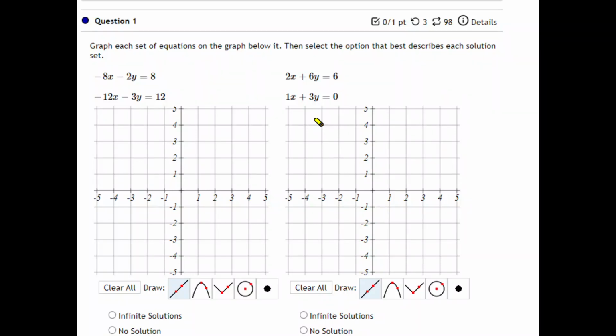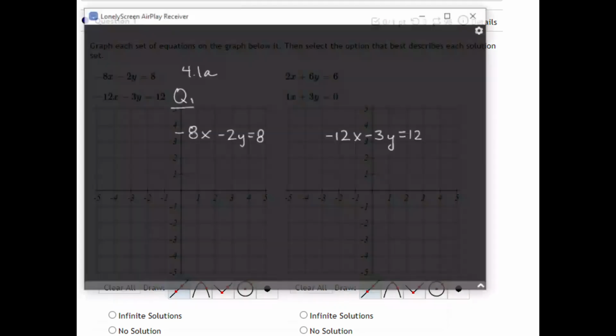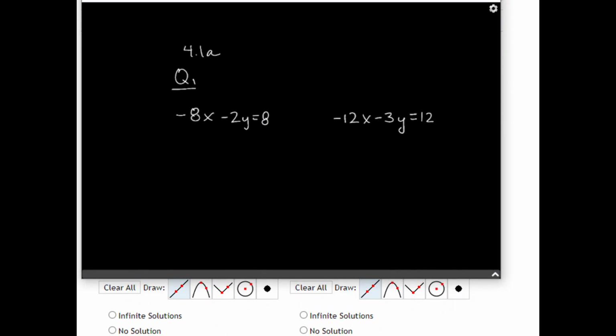So we're going to go ahead and look at question 1, and what this is asking us is to graph each set of equations on the graph below it. So on the left side of the screen, they want us to graph negative 8x minus 2y is equal to 8 and 12x minus 3y is equal to 12 on the same graph. So we're going to start with those two equations.